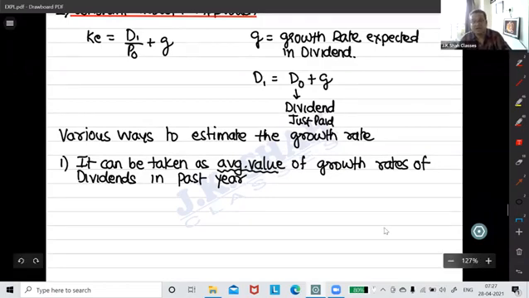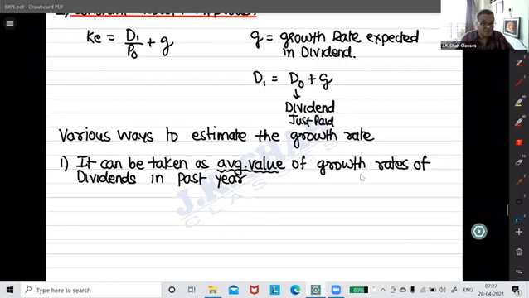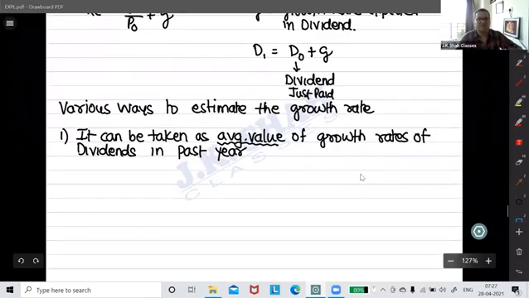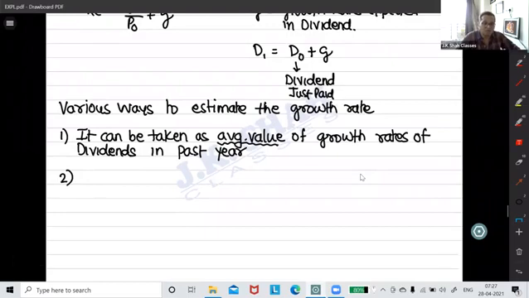Fine. This is one way by which we can estimate the growth. Can there be other ways? Yes, there are other ways. Listen to me. One is going with the average values. The second option is there. G can be written as B into R. Each word has its own meaning.